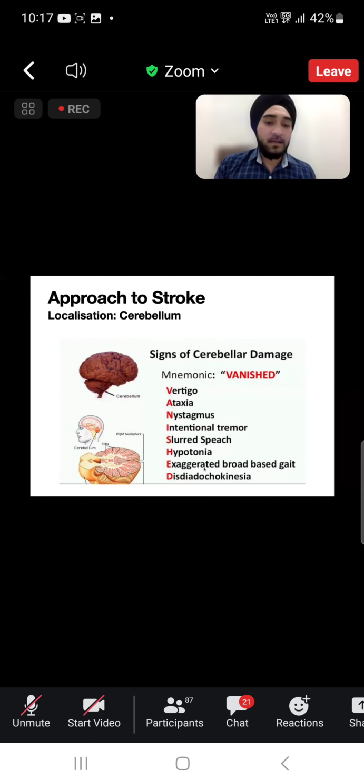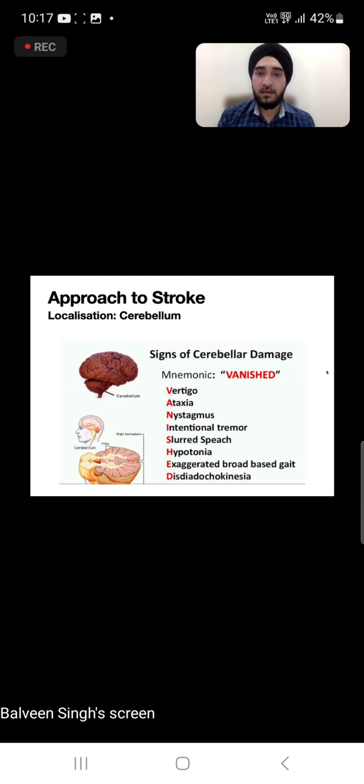Then cerebellum. Again, I don't think any of you will have problems in diagnosing a cerebellar stroke. We all know that cerebellar presentations, cerebellar signs, are so peculiar that you will always pick up a cerebellar stroke. And the mnemonic is VANISHED: vertigo, ataxia, nystagmus, intention tremors, slurred speech, hypotonia, exaggerated broad-based gait, and dysdiadochokinesia.